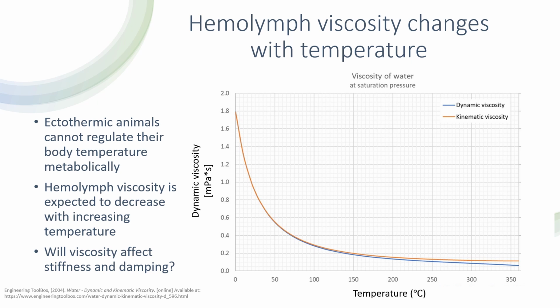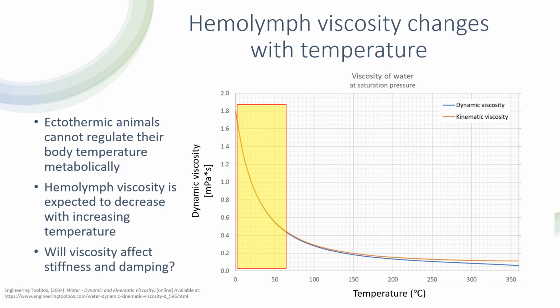Previous literature has found that hemolymph viscosity follows similar temperature-dependent changes as water, especially within this ecologically relevant temperature range of 0 to 55 degrees Celsius for spiders. We can see that as temperature increases, there's a decrease in hemolymph viscosity.